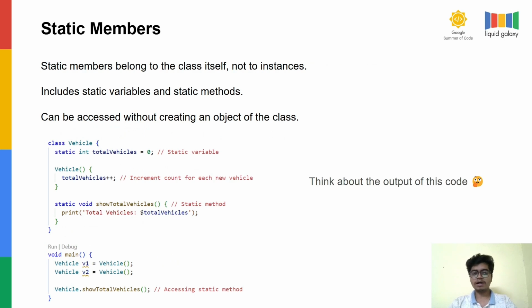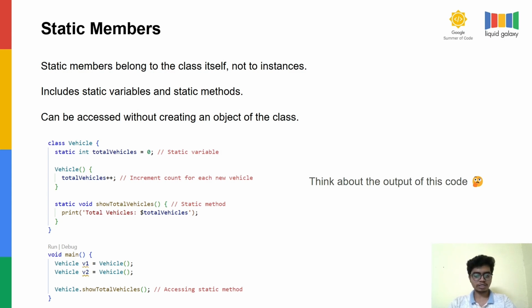There is one important keyword which is static members. Static members belong to the class itself, not to instances. Basically, static members are those members which can be invoked without creating an instance of the class. Okay, can be accessed without creating an object of the class. It can be directly accessed from the class name.